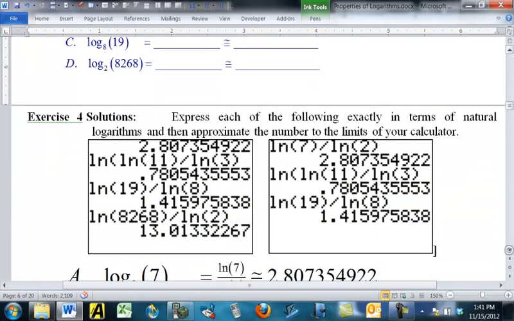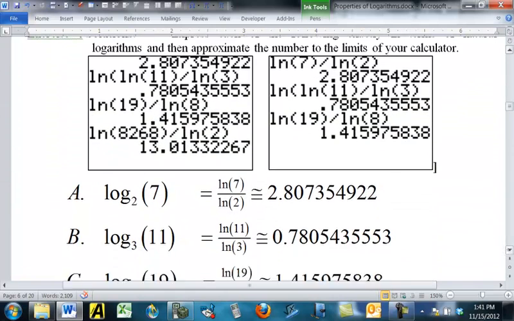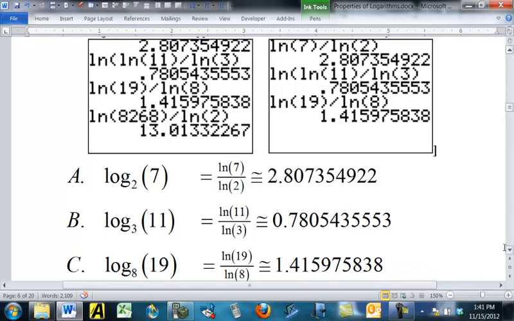Alright, so here we go. I've got it worked out. So log base 2 of 7 is ln of 7 over ln of 2. Log base 3 of 11 is ln of 11 over ln of 3. Okay. And you can see I've kind of got these.